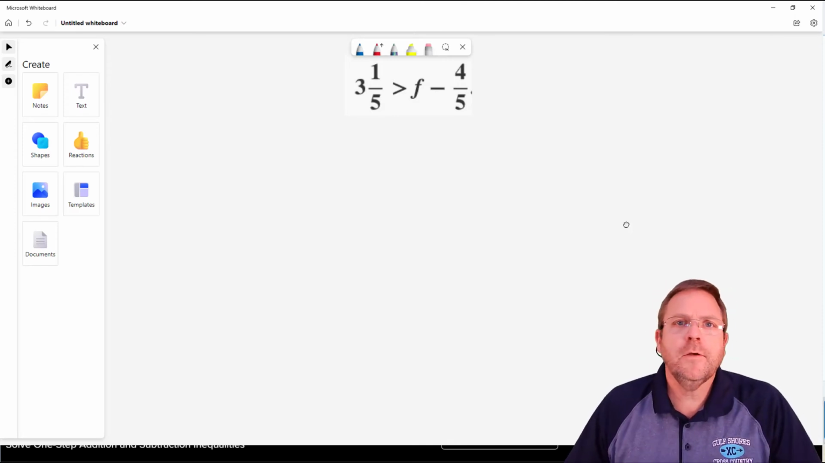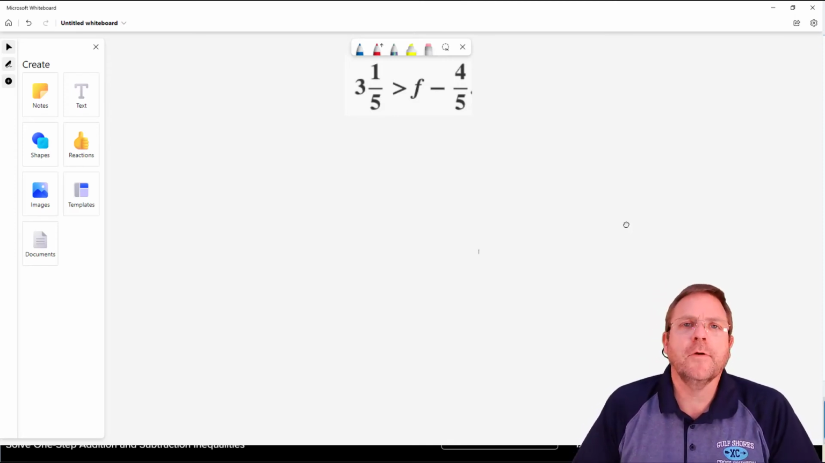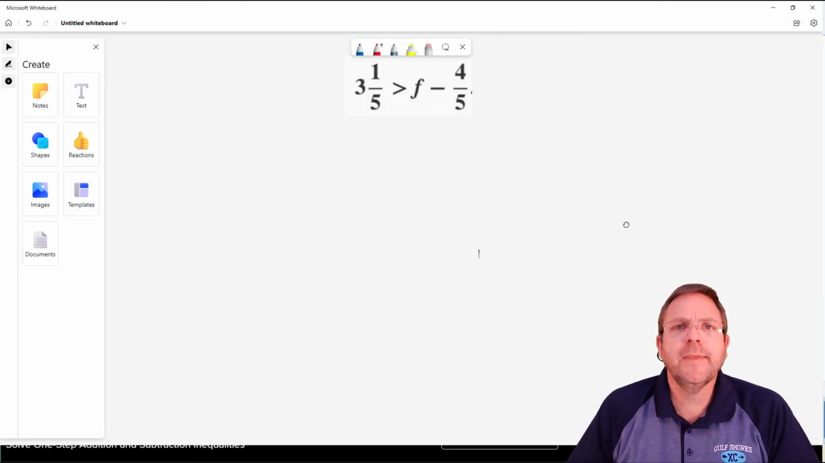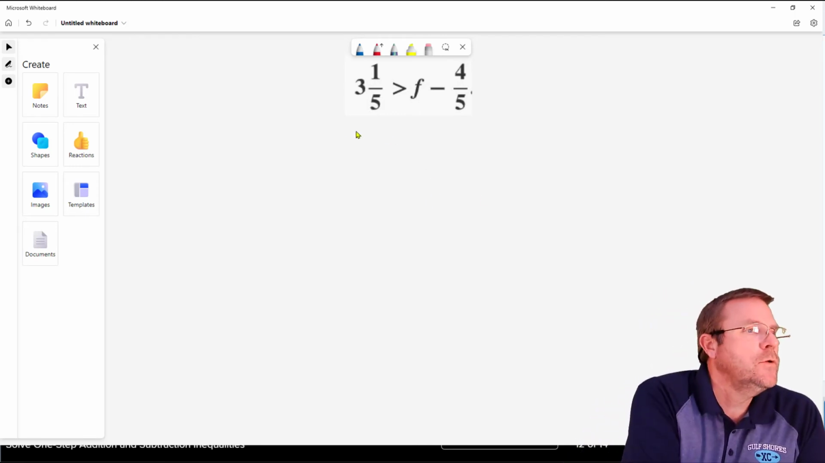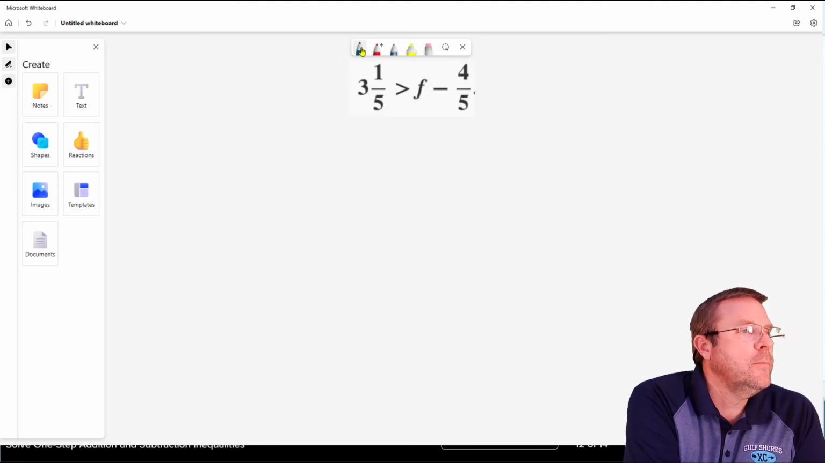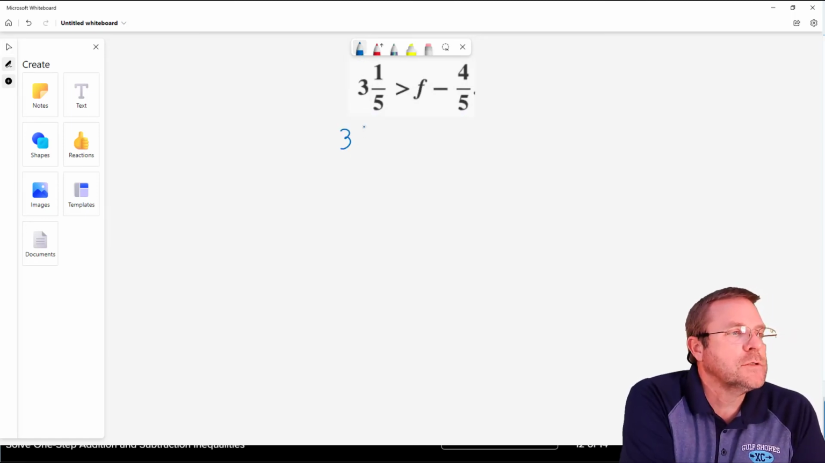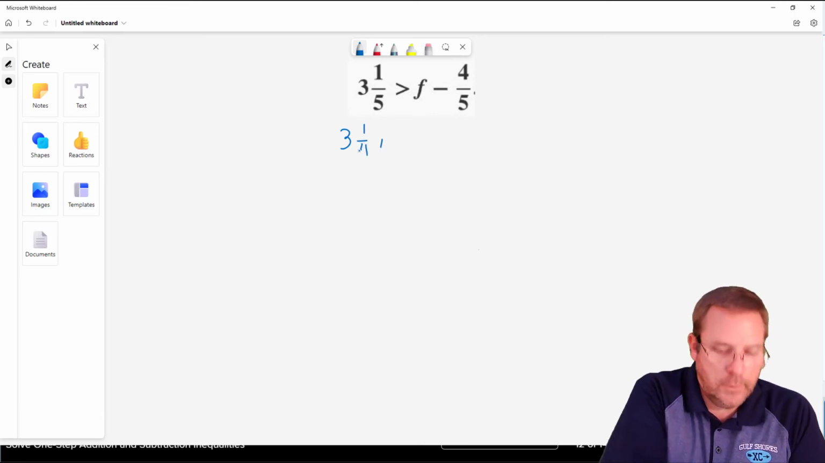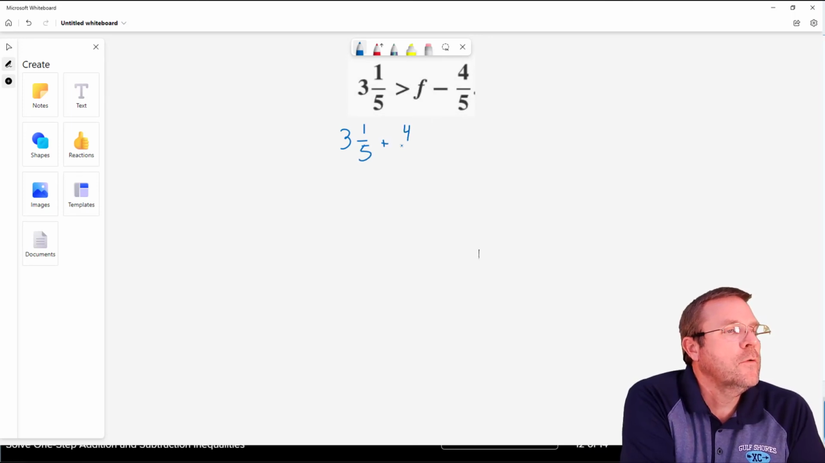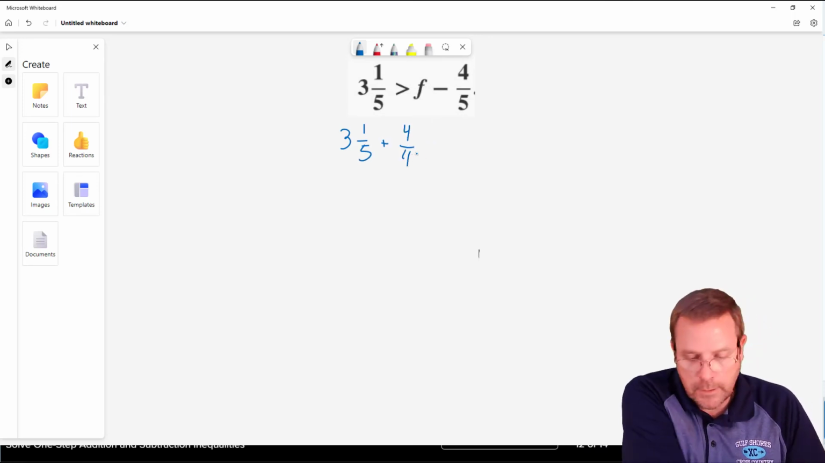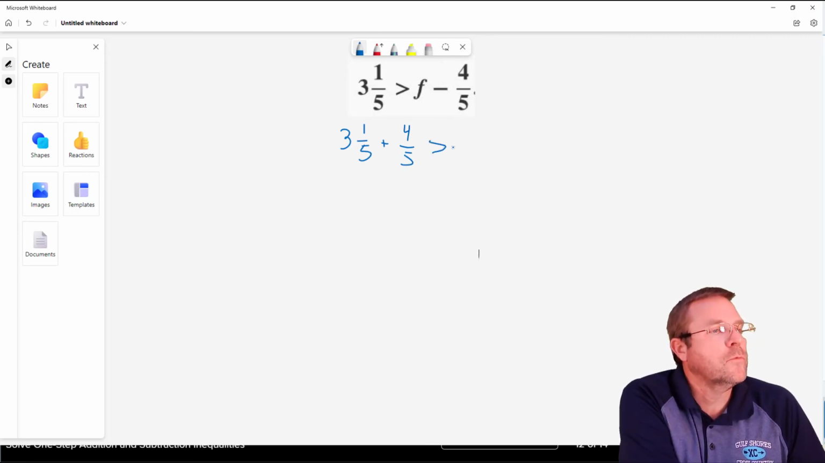All right, the final goal of inequality is to isolate the variable. The variable is f, and f's friend is the -4/5. How do I make a -4/5 go away? I do it by adding 4/5 on both sides, and we're going to do this one horizontally because it's got fractions in it. So 3 1/5, oh sorry, that should be a fifth there, not a fourth. 3 1/5 plus 4/5 is greater than f minus 4/5 plus 4/5.